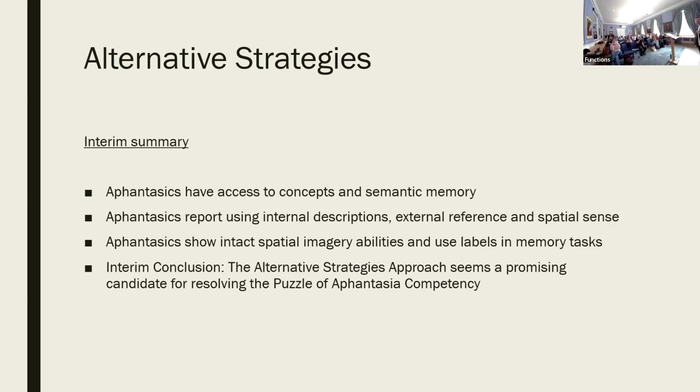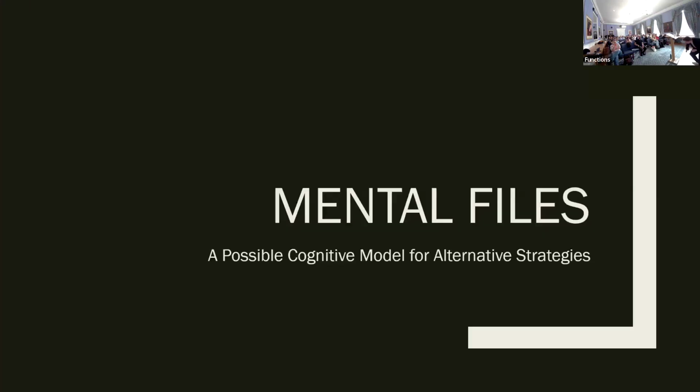Then I've also shown that aphantasics do report what I have referred to as internal descriptions, external reference, and also spatial sense. I've further shown that aphantasics do show intact spatial imagery abilities, and that they also make use of verbal labels. So the idea was to show that what are classically considered to be visual mental imagery tasks do not necessarily rely on the use of visual mental imagery, but can be solved by alternative strategies. And I think the alternative strategies approach seems promising in order to solve the puzzle of aphantasia competency.